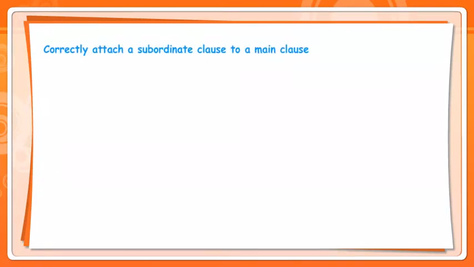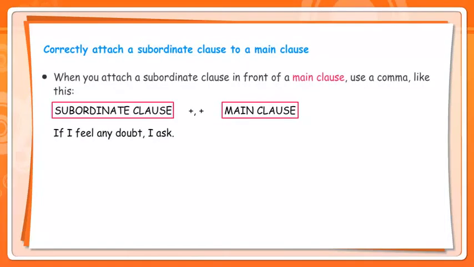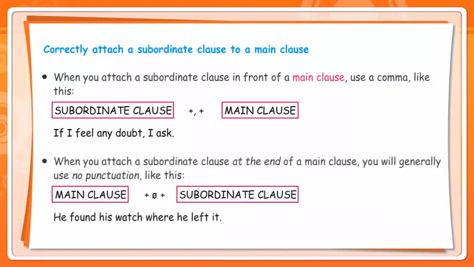Correctly attach a subordinate clause to a main clause. When you attach a subordinate clause in front of a main clause, use a comma like this: subordinate clause, comma, main clause. "If I feel any doubt, I ask." When you attach a subordinate clause at the end of a main clause, you will generally use no punctuation, like this: main clause, no punctuation, subordinate clause. "He found his watch where he left it."